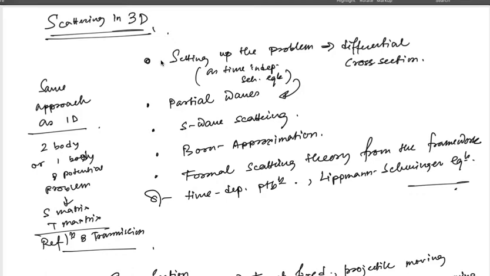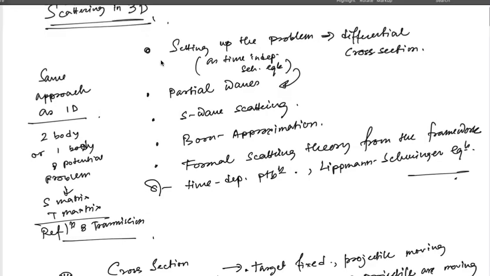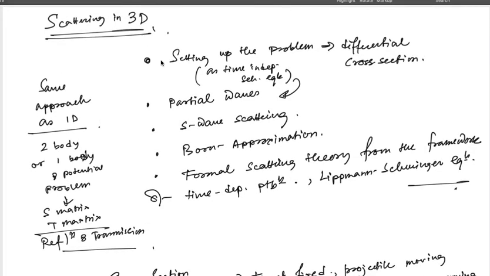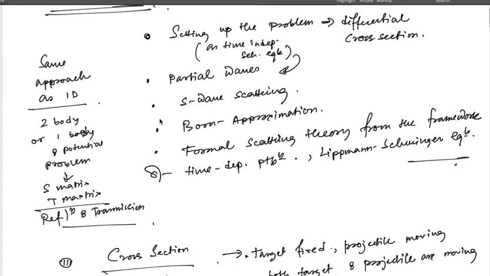This is the third lecture of the chapter on scattering, or you can say this is the first lecture for 3D scattering. So the plan is the following, as written on the page. We'll first discuss setting up the problem, which means what are the relevant quantities we want to calculate.